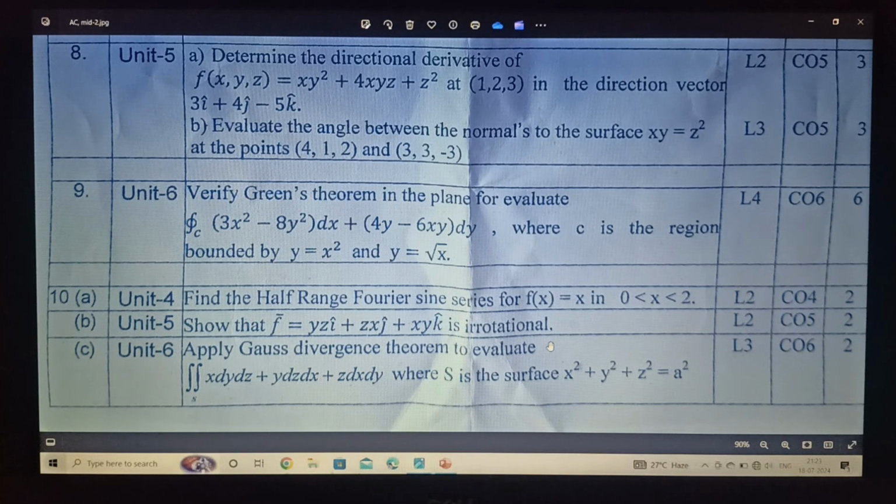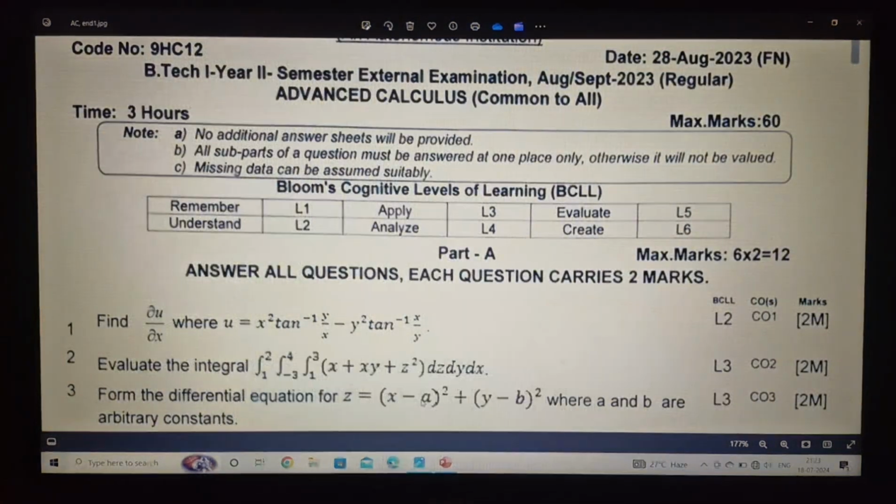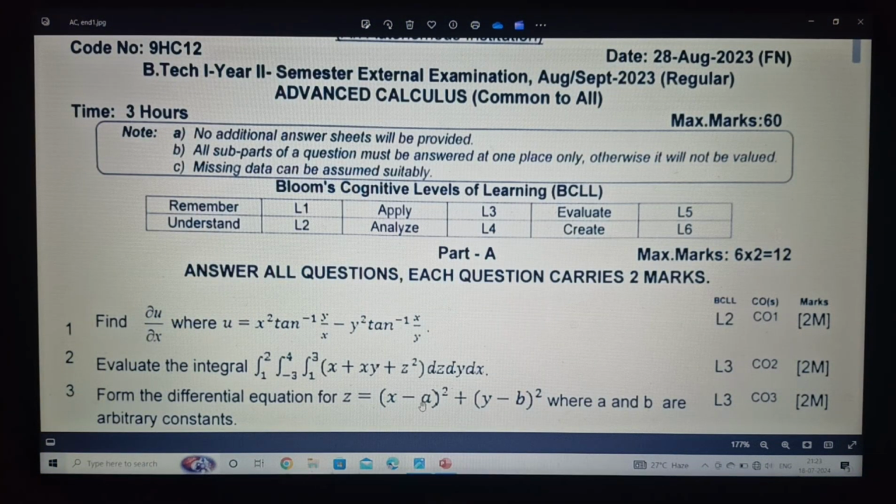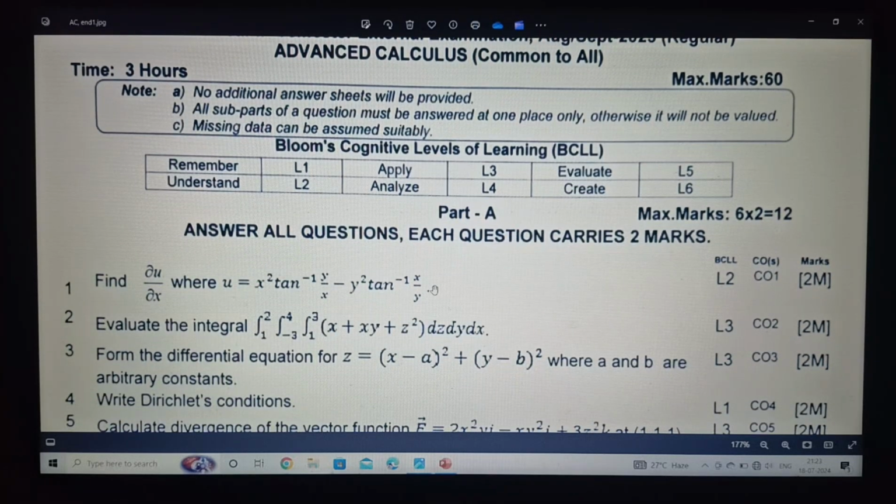So this is last year's mid-term examination question paper. Do practice all these questions, which are also important. Next, let us see the end exam, last year's advanced calculus paper, August-September 2023. The first, second and third questions are from the mid exam, already completed.